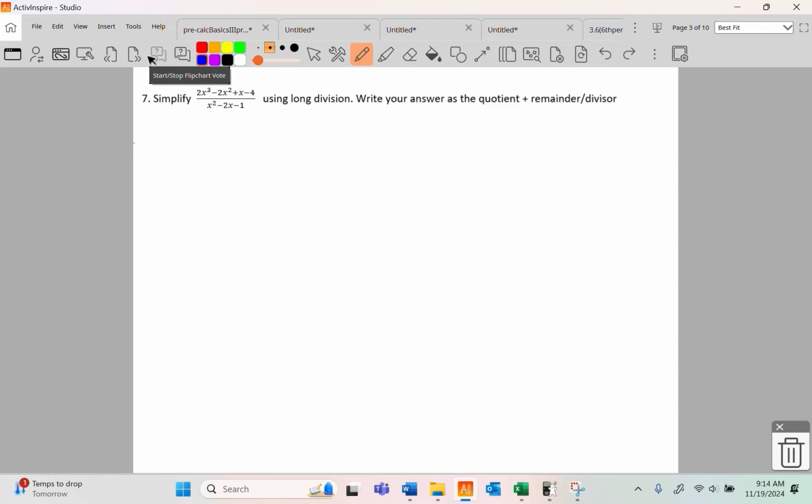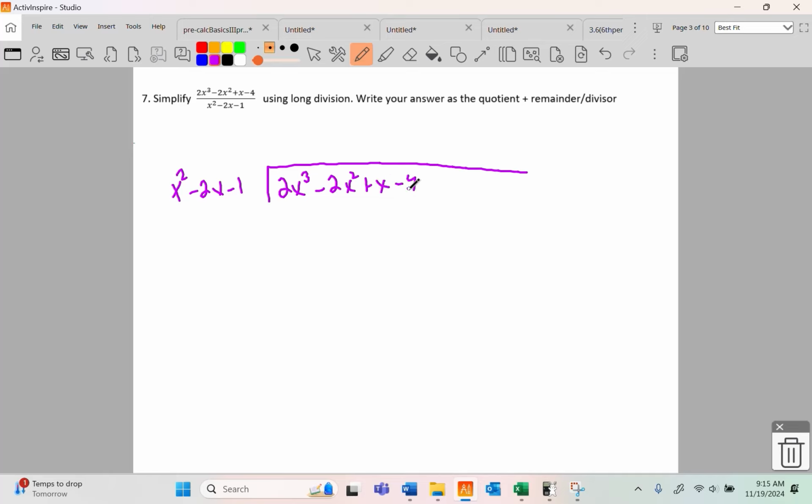All right, simplify using long division. Right, your answer is the quotient plus the remainder over the divisor. So I've got a handful of kids that struggle with long division. My guess is you weren't the best at it in middle school. That's probably the issue. You guys get promoted into mathematics way too fast, even though you're not ready for it. But what do I know?